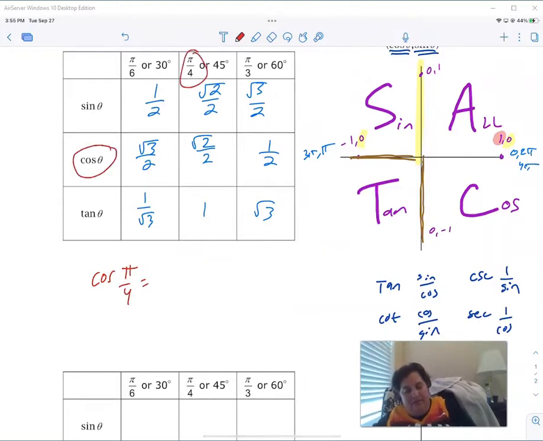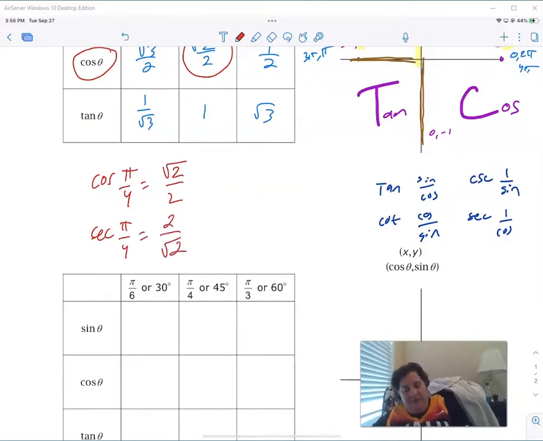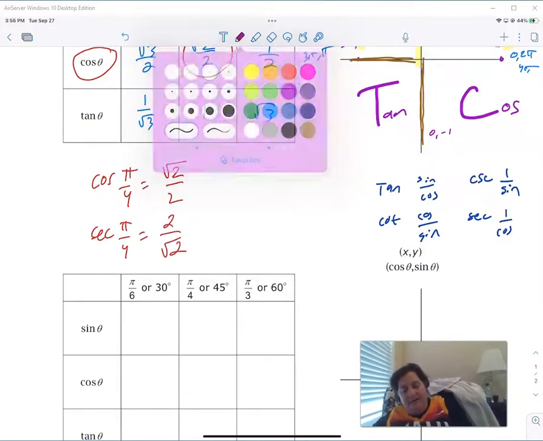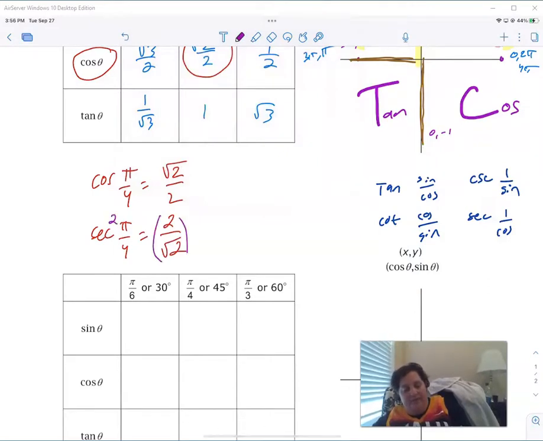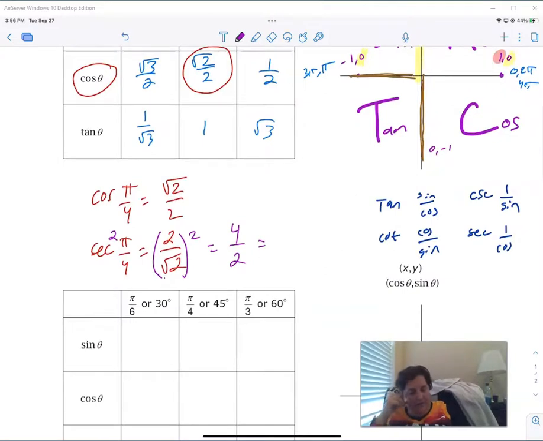Cosine of pi over 4 is root 2 over 2. Okay? Which means the secant of pi over 4, I flip that, is 2 over root 2. Which means the secant squared of pi over 4 is I square that. And 2 squared is 4, and the square root of 2 squared is 2. Need to go back and watch that again. So secant squared is 2. Okay, I found cosine of pi over 4. I flipped it to get secant, and then I squared it to get secant squared.